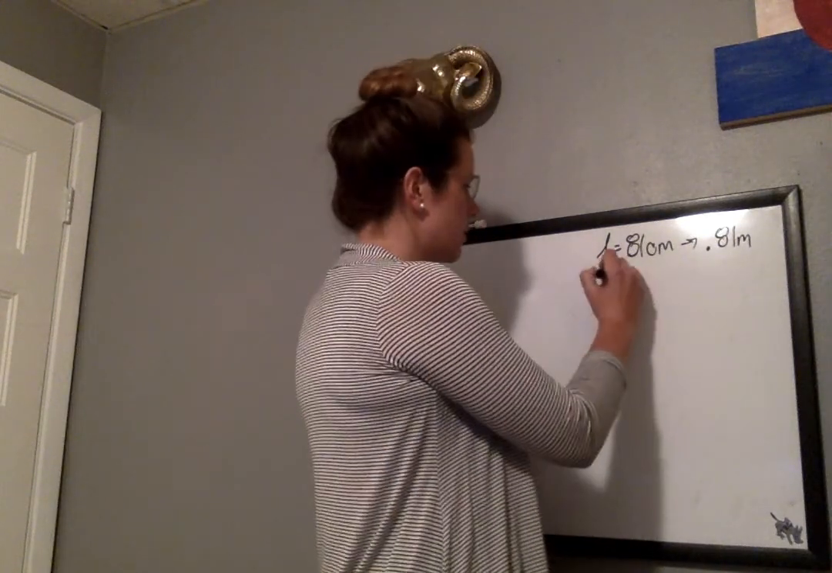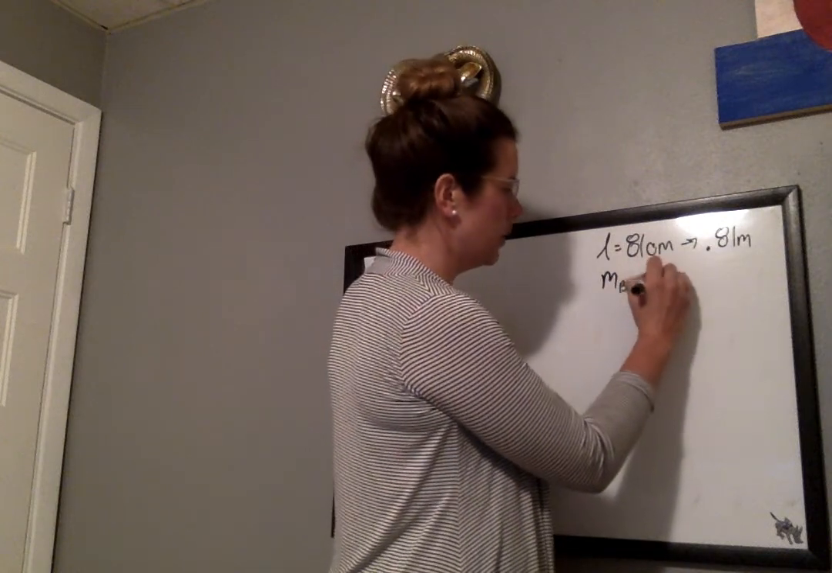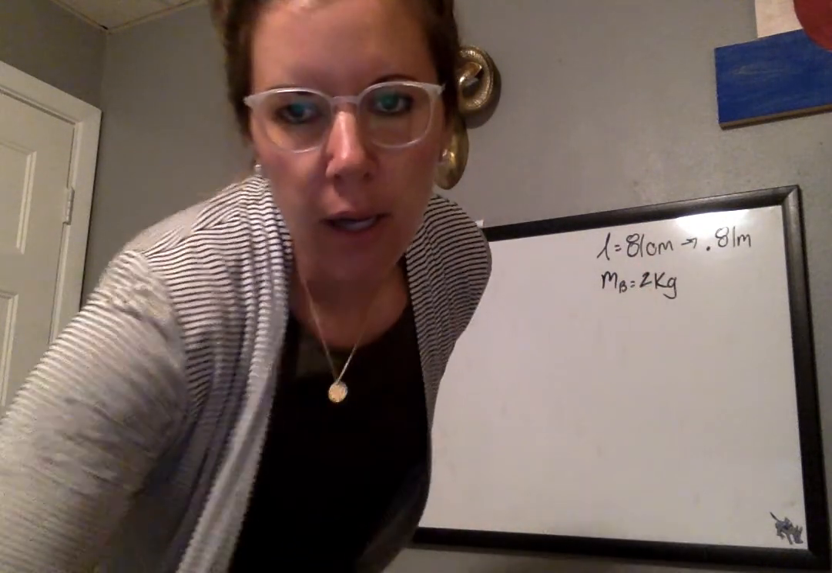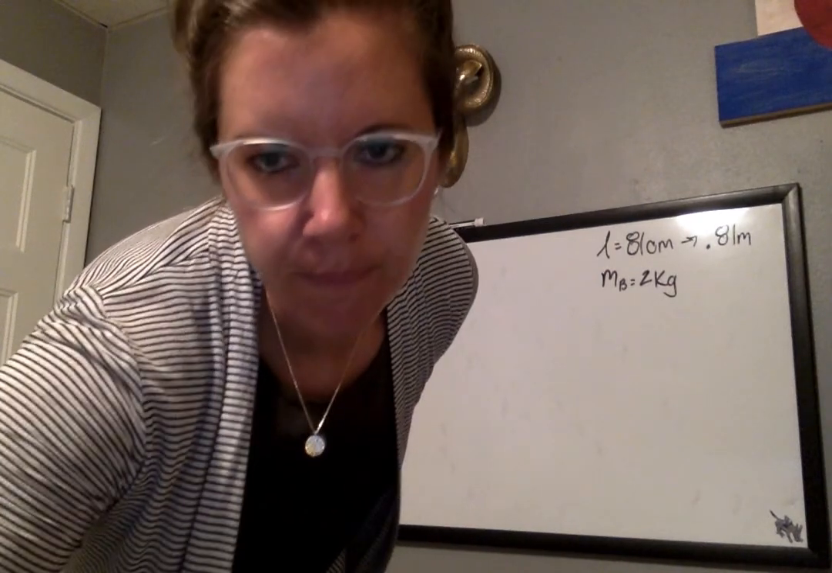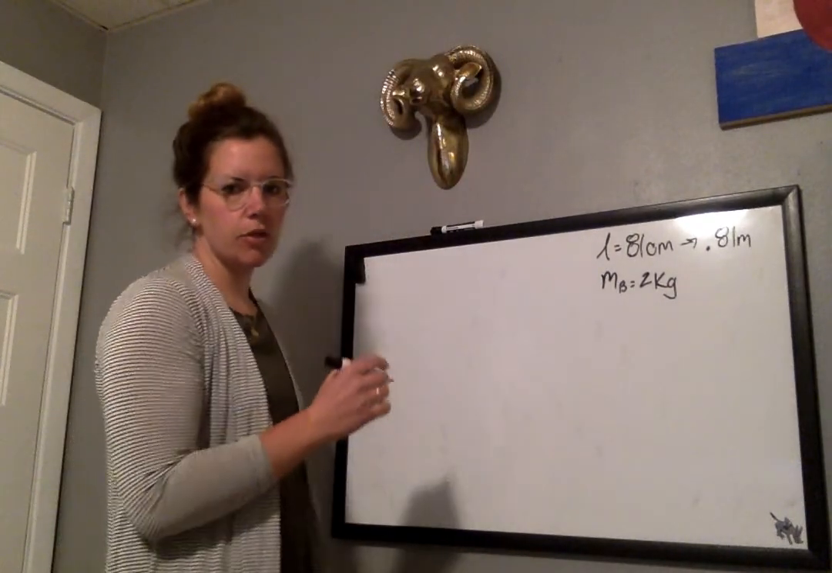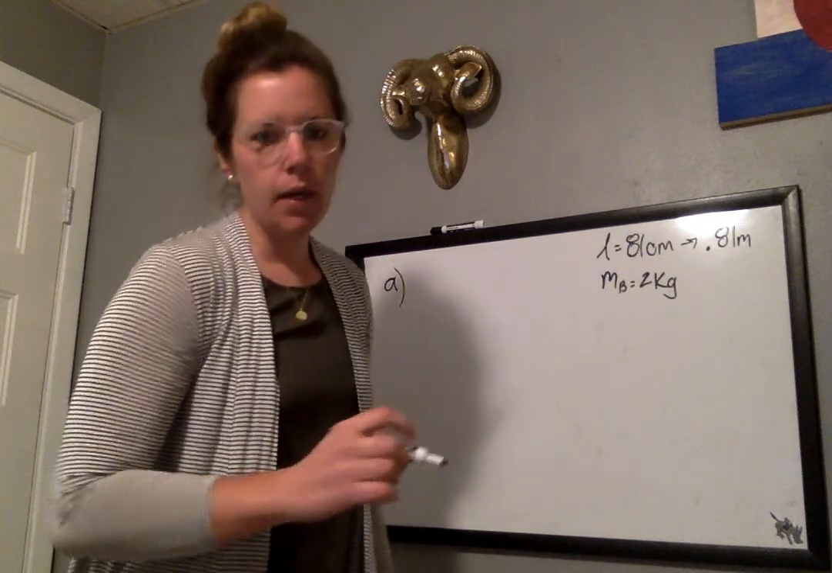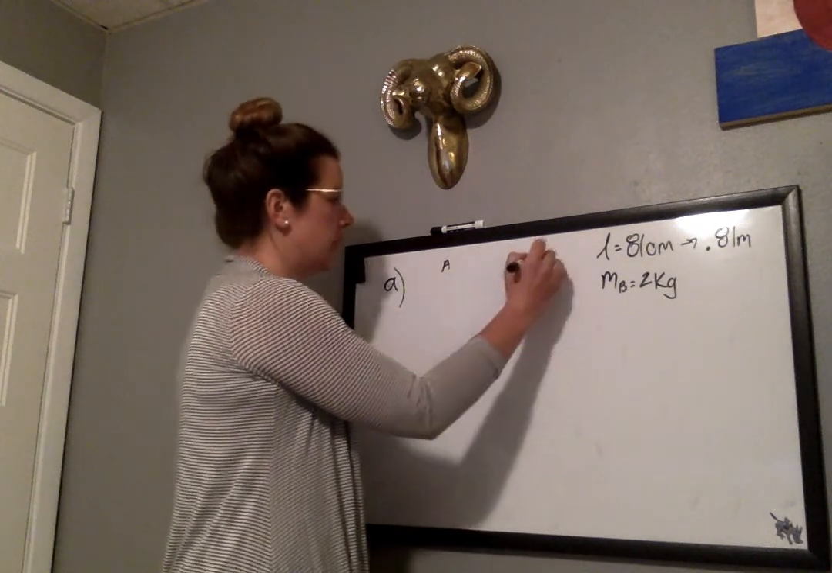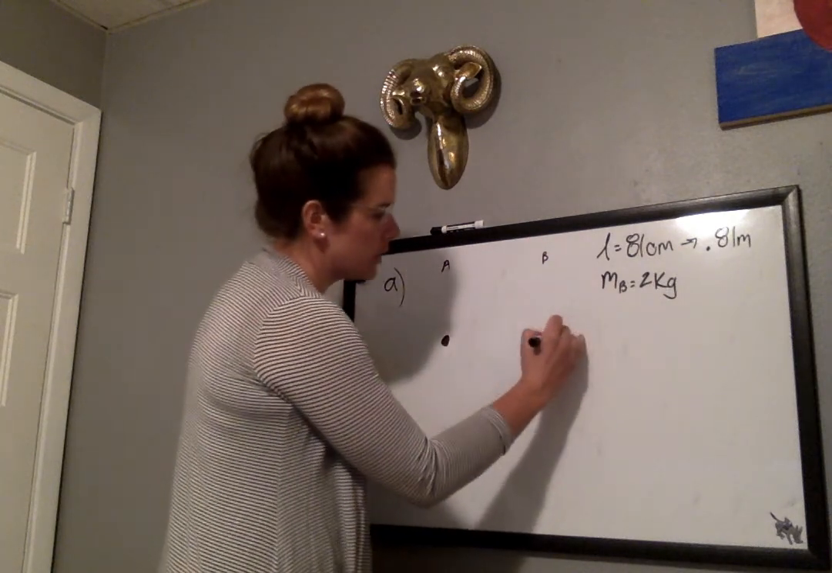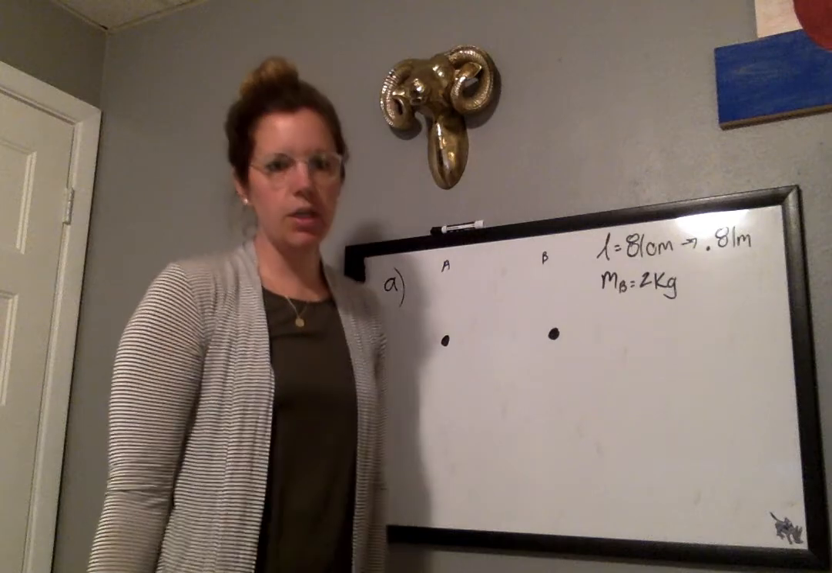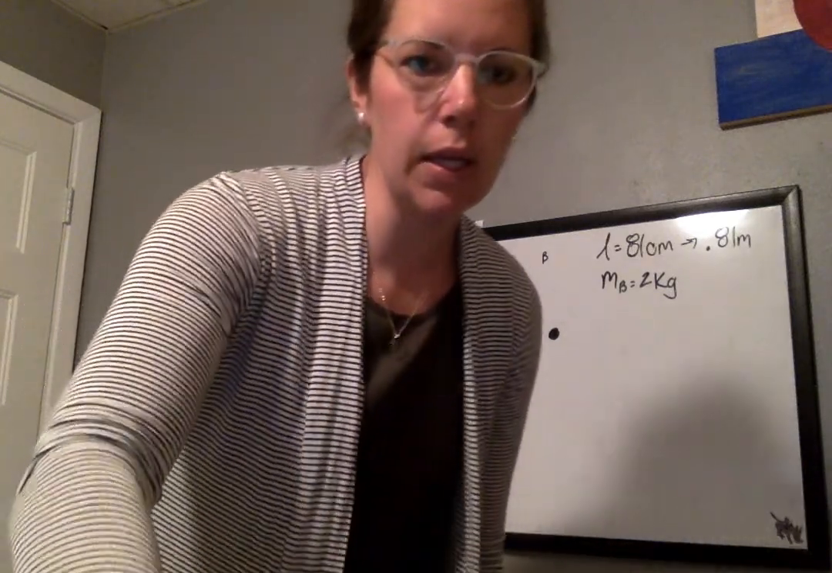The string is negligible mass. The mass of the ball is 2 kilograms. And it is going around in a vertical circle. Cool. On the diagrams below, draw and label the forces acting on the ball at point A, and we have point B. Drawing free body diagrams, always start with a dot to represent the object. We only care about the object. We don't care about the hand or whatever is doing the swinging.